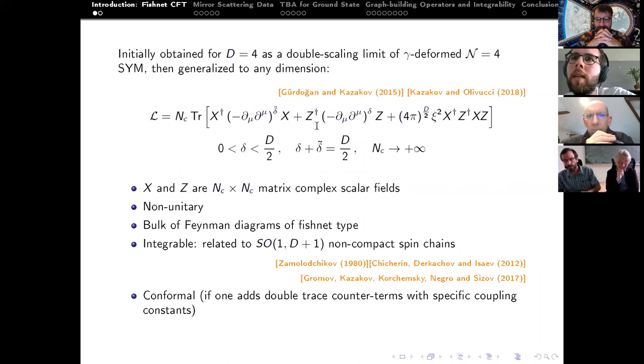Because of the restriction on the interaction vertex, you cannot draw many Feynman diagrams for the theory, and the only Feynman diagrams you can draw are of Fishnet type. They look like pieces of a square lattice, in which the horizontal propagators have a different weight than the vertical ones.